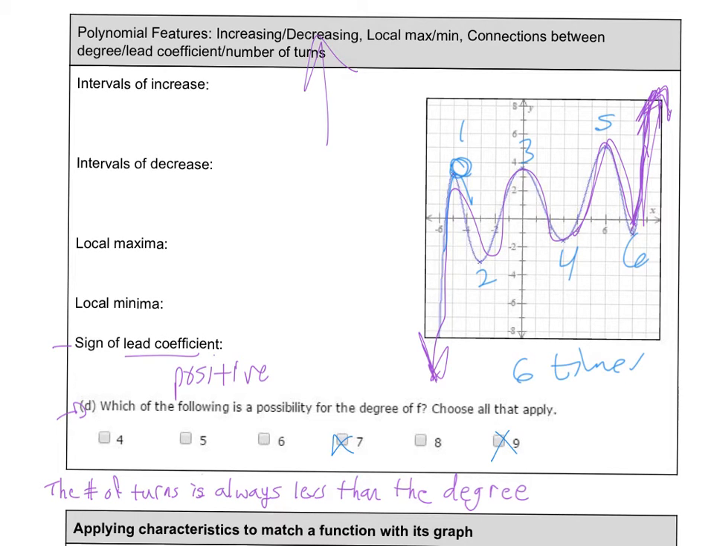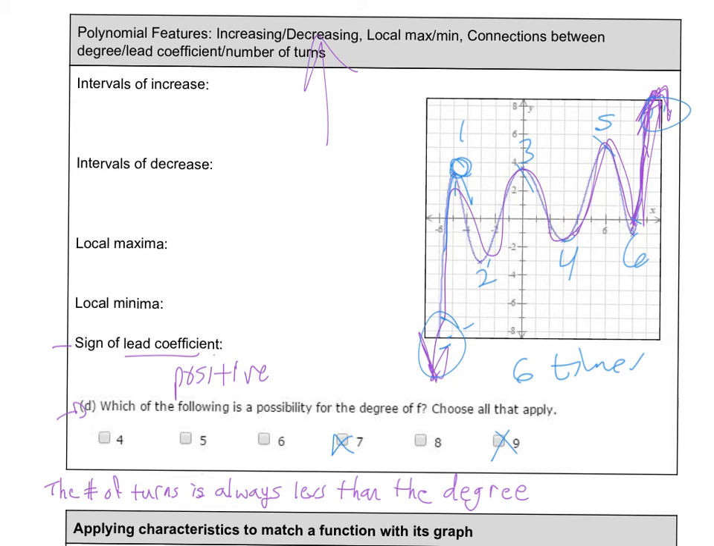And that's basically it. Don't exceed the number of turns. Count the number of turns. Your degree is more than that. And you can tell if it's even or odd based off of these behaviors. If they're the opposite behavior, you have an odd number. If these are the same behavior, both up or both down, then it should be even numbers.